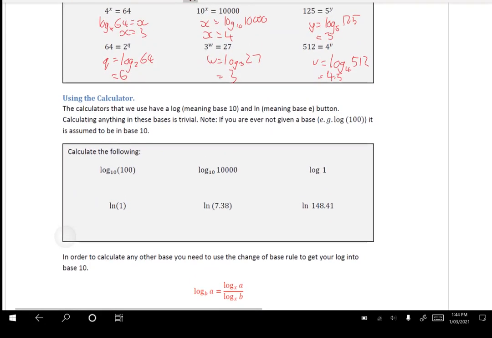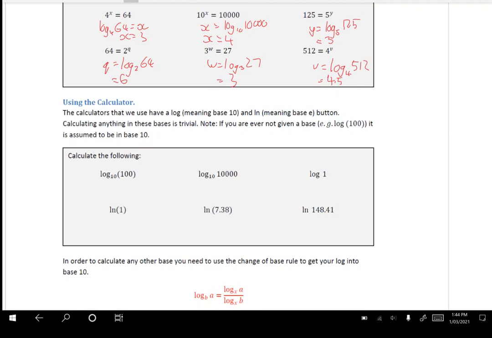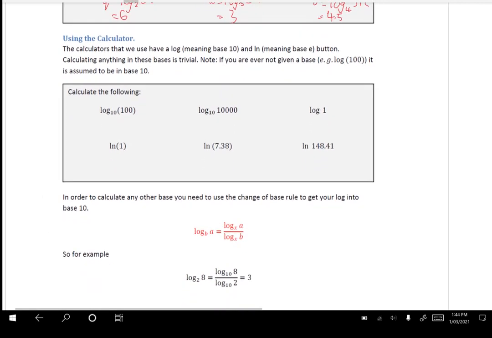Oh, that was the next thing I was going to get you to do. So, calculators have log in base 10 and ln, which is base e. Calculating anything in those bases is trivial. We can sort of ignore this. We just did that, so let's just solve the ln's, guys. What's ln of 1? 0. ln is on your main buttons, isn't it?